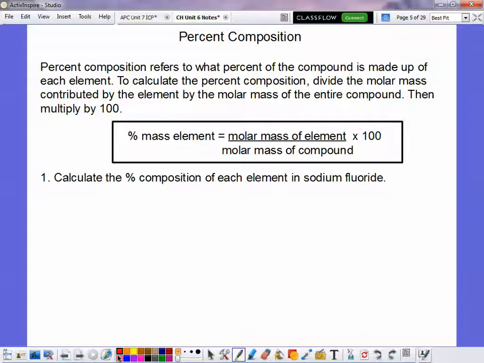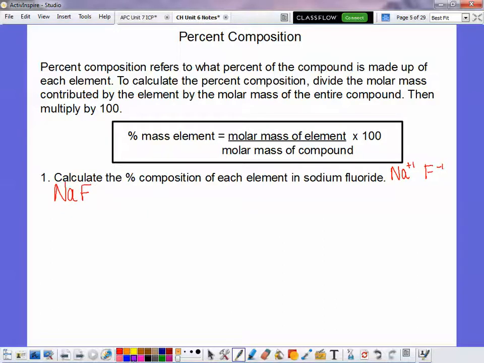Well, when sodium is in a compound, what charge does it have? +1. And when fluorine is in a compound, what charge does it have? -1. So crisscross down, and what do you get as the formula for the whole compound? NaF.